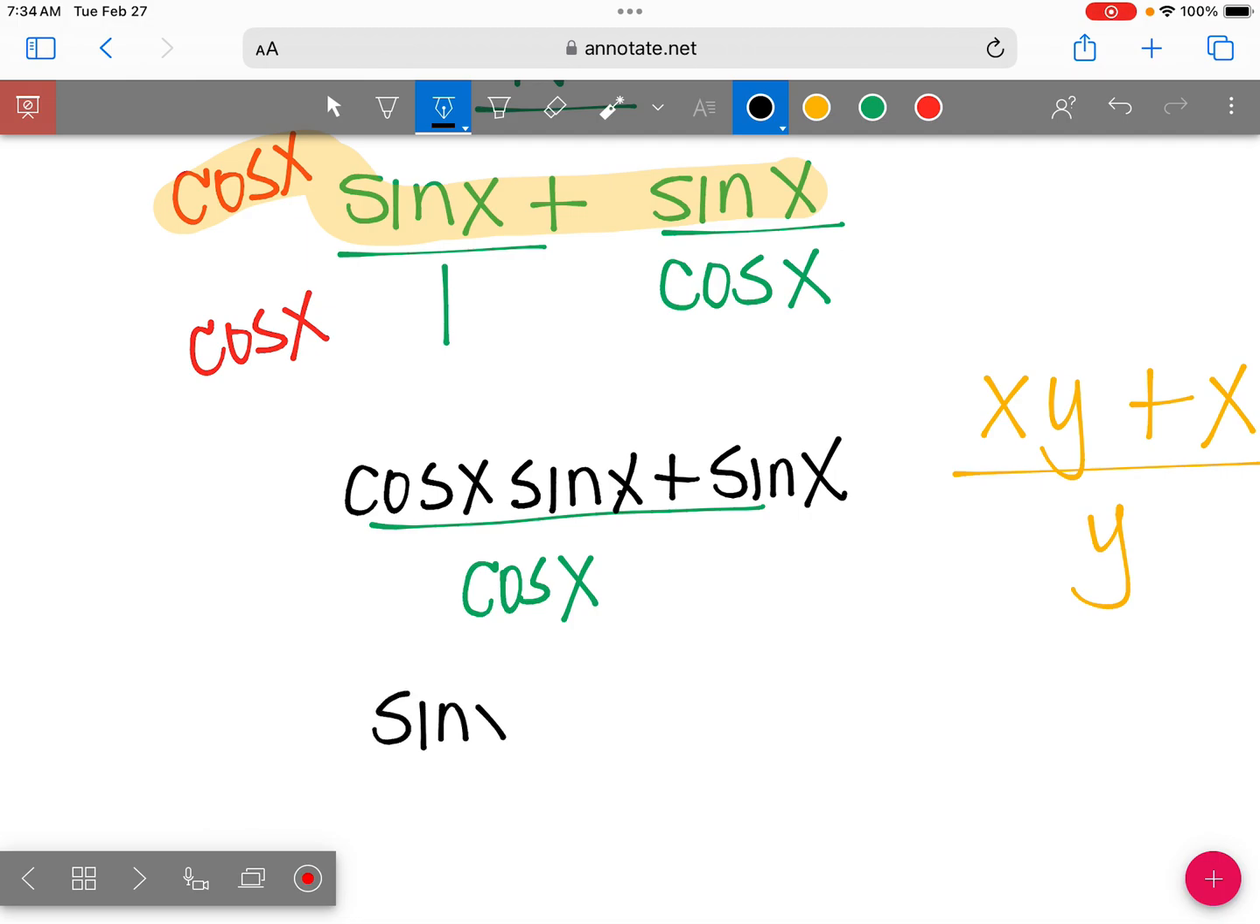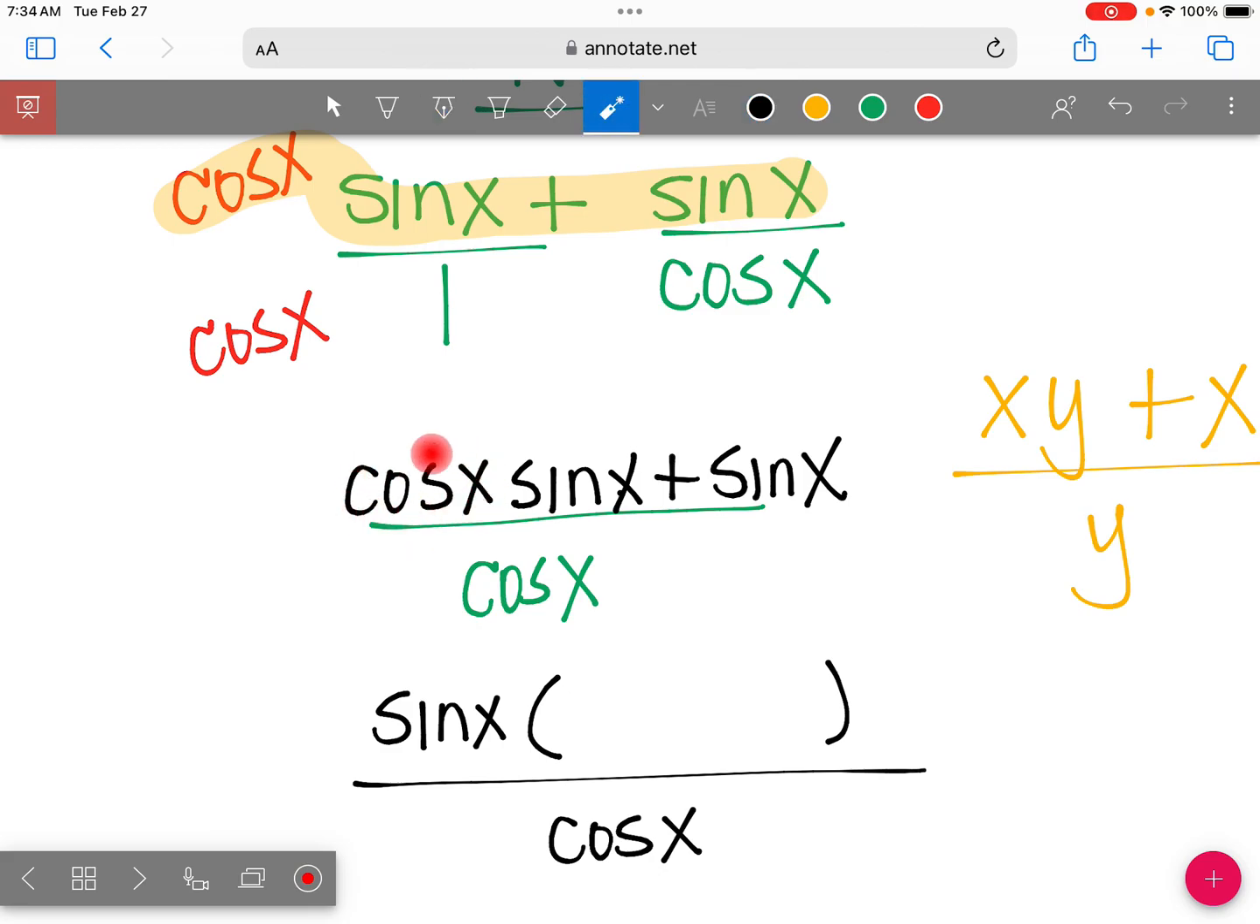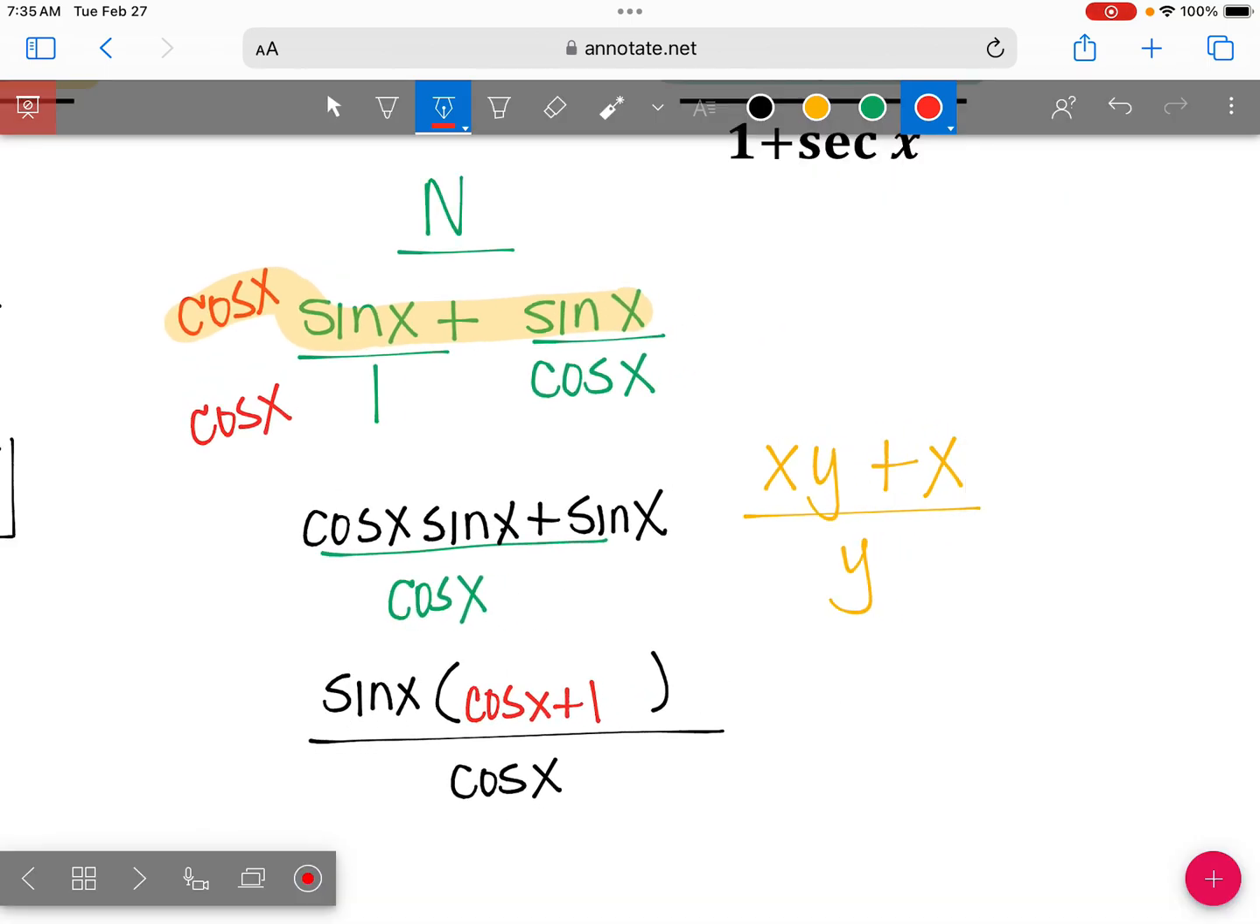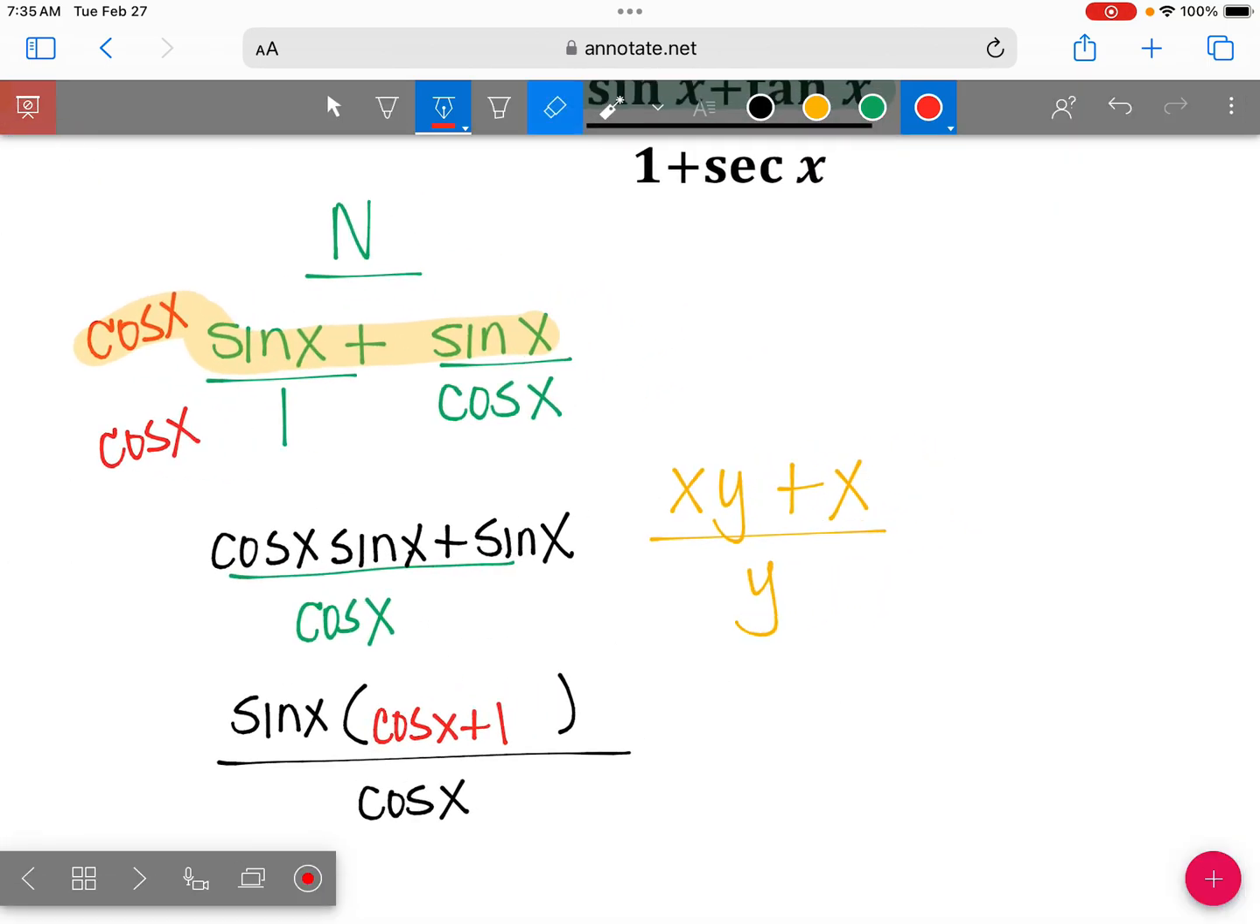Okay, so we're going to take out our sine. And when I take out the sine, I'm left with a cosine plus, and what's the invisible number in front of this sine? 1. All right. So we went as far as we can go with the numerator. Can't go any further. So we're going to let that sit on the stove, let that simmer a little bit. Now let's talk about the denominator. So now let's see, what is our denominator?